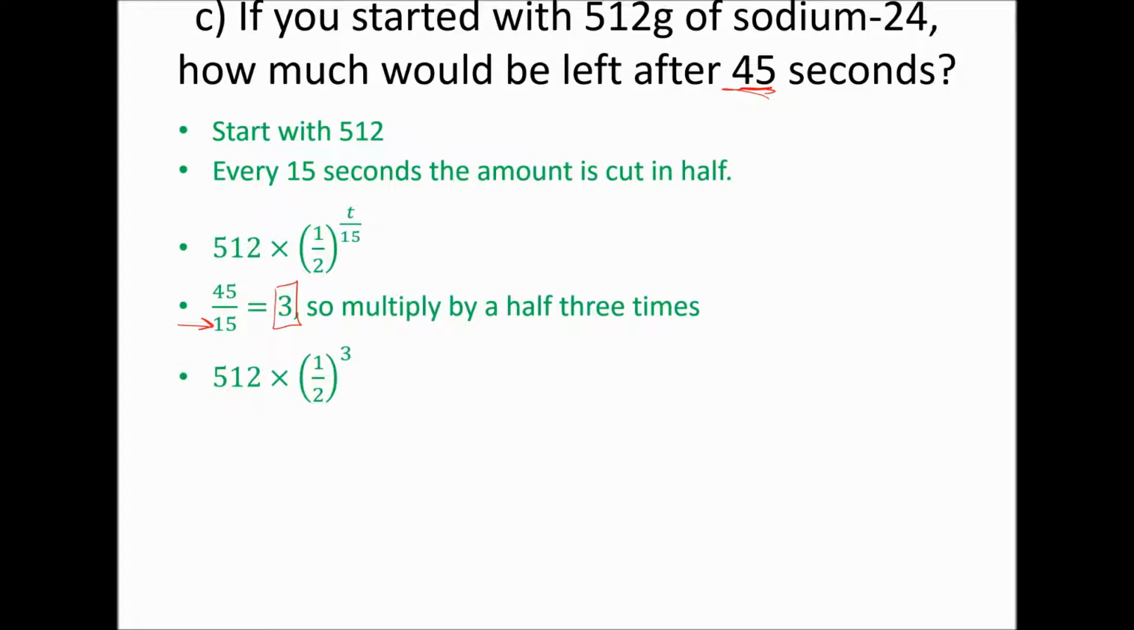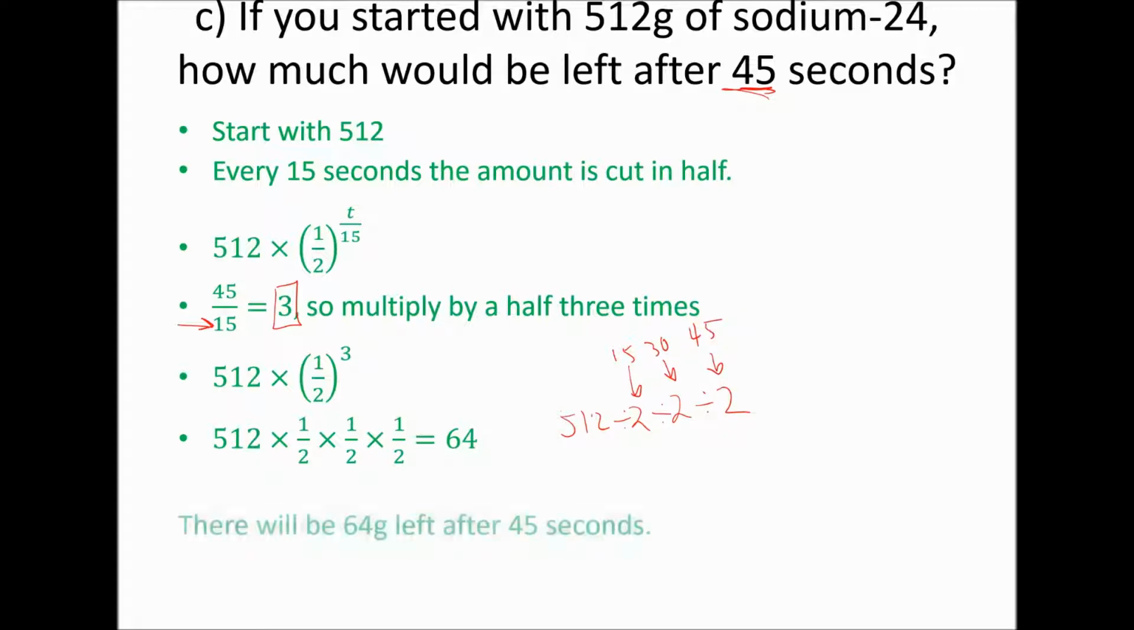So 512 times 1/2 to the power of 3, or 512 times a half times a half times a half. Another way of looking at it is 512 divided by 2 to get a half of it once, twice, 3 times, because again, this is after 15 seconds, after 30, and after 45. So if we calculate that, there are 64 grams left after 45 seconds.